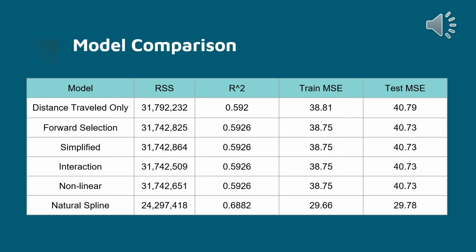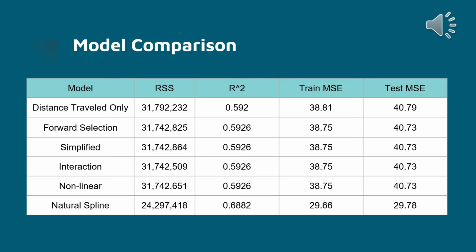To evaluate all of these models, we compared them with the factors we mentioned before: the RSS, the R squared, and the mean square error for the train and test sets. For all of the regression models, using only distance traveled, all of the predictors through forward selection, our simplified model, our interaction model, and our nonlinear model, they all had very similar RSSs, R squareds, and mean squared errors. Interestingly, when we moved from the train set to the test set, we had about a 5% increase in the mean squared error, which is not too bad.